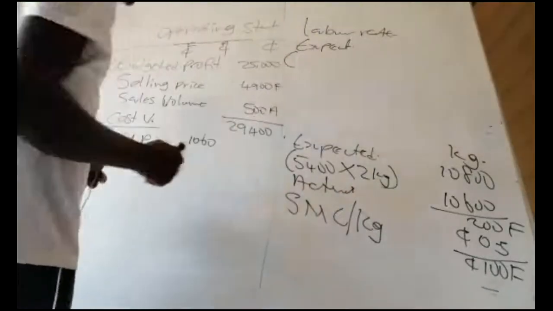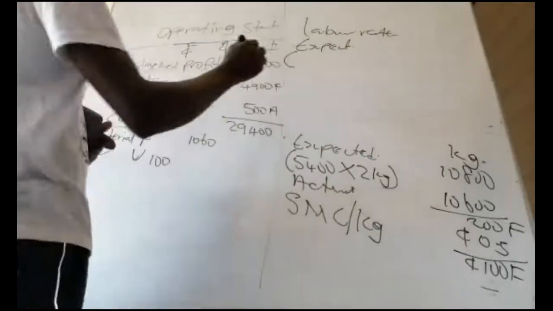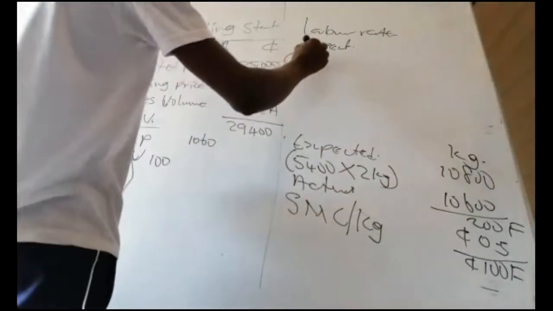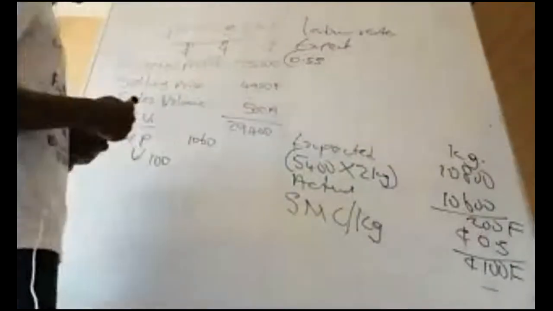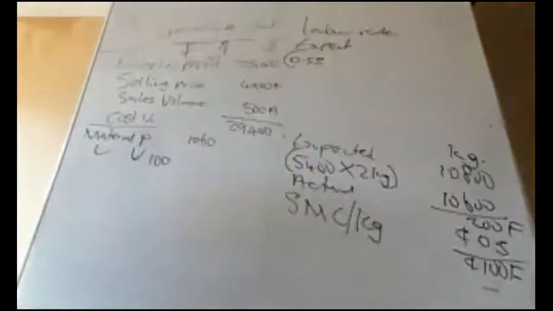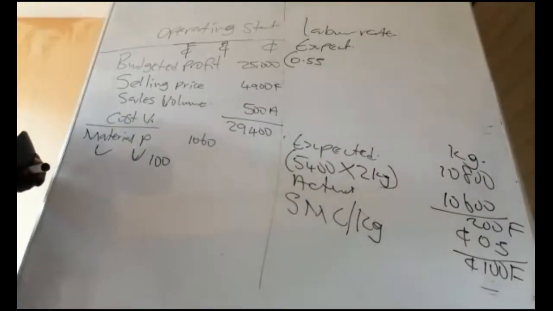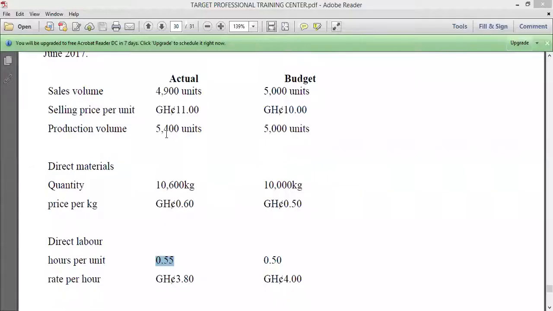So you pick the actual hours. There isn't the actual hours here; that was my only worry. The actual hours will be the 0.55. If you want to produce a unit, you have to spend 0.55. Then what is the number of units produced? The actual units produced is 5,400.